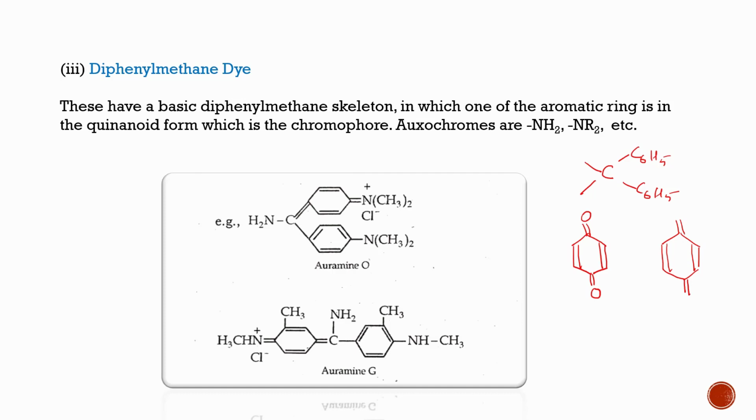So you can see here in this dye, this structure is in the quinonoid form and this is the chromophore. And the oxochrome is NCH3 twice. This is auramine O. Auramine G also, the carbon is attached to two benzene rings and one of them is in the quinonoid form. And the oxochrome is NHCH3.